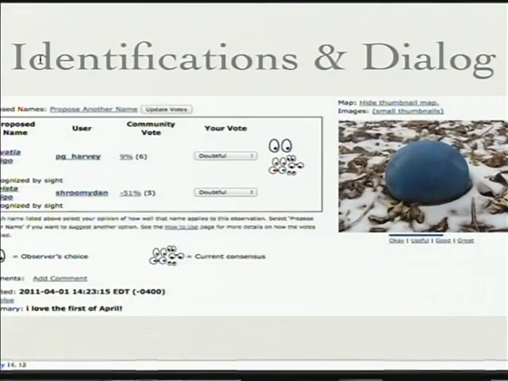The other thing that's fun, you may have noticed this slid off the side there, but this was identified as a Calvatia indigo. Anyone who knows Calvatia knows there isn't a Calvatia indigo. And anyone who looks carefully at that will realize that's a deflated basketball. It also has a comment from someone in our audience saying how they love the 1st of April.